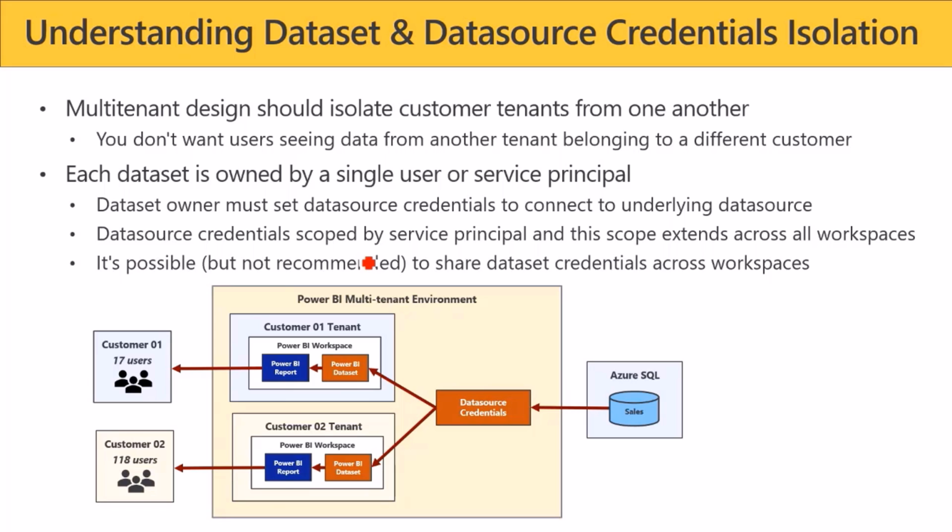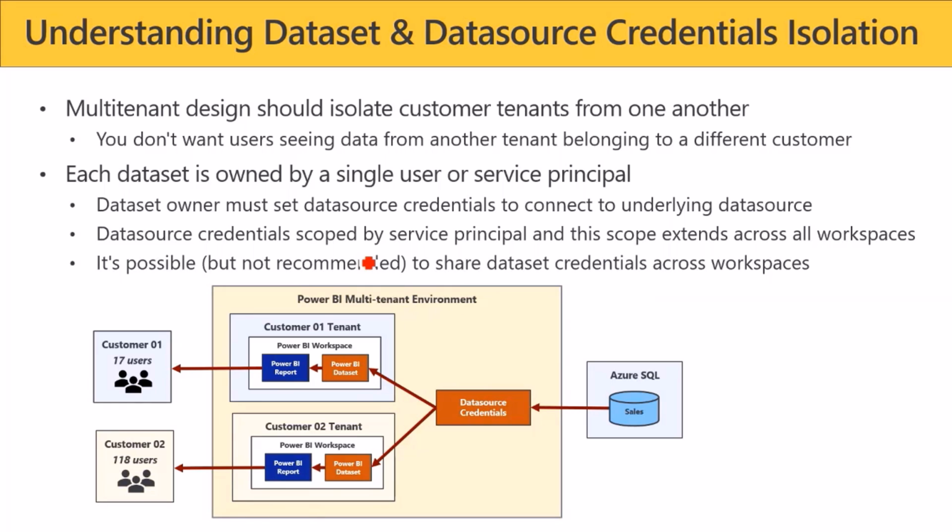Each data set is owned by a single owner, which is either a user, a service principal, or a service principal profile. And what's not obvious is that the scope of that user and that user's credentials goes across all workspaces. So here's a scenario where people get bit. Let's say we have a multi-tenant environment and we have one database and we connect to that database with the same connection string, but we have different users for all our customer tenants. So for customer tenant 1, we use user 1 and this password.